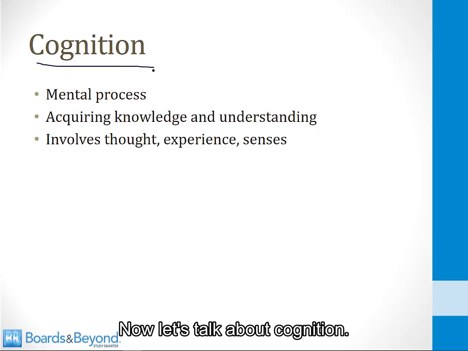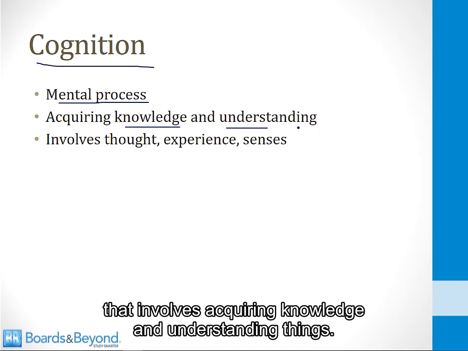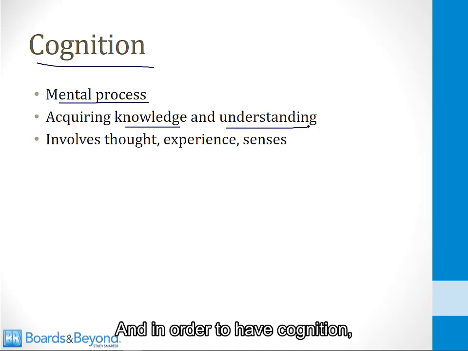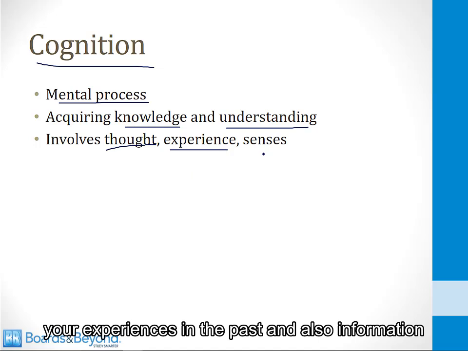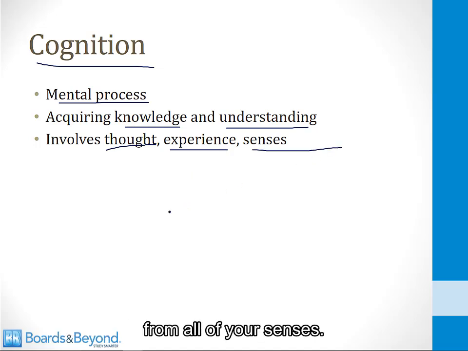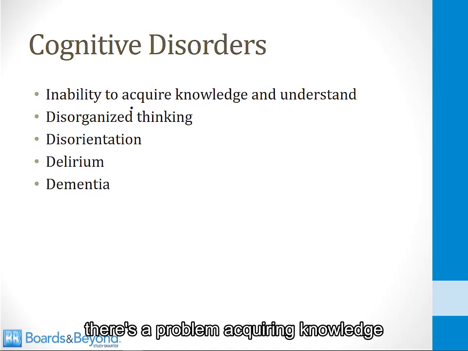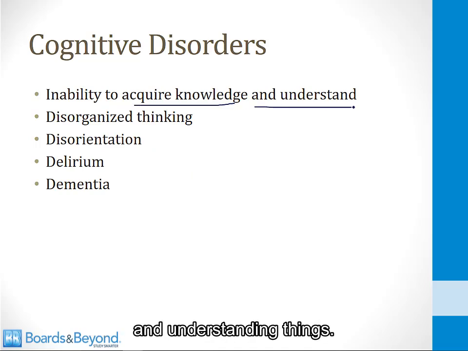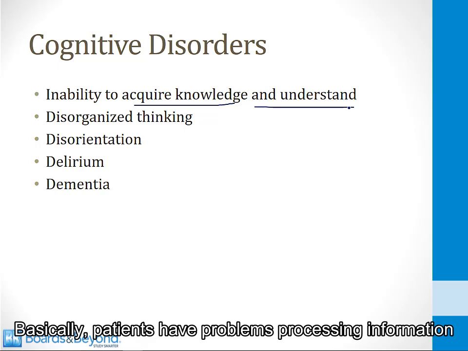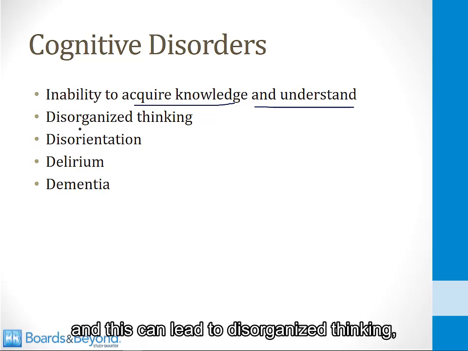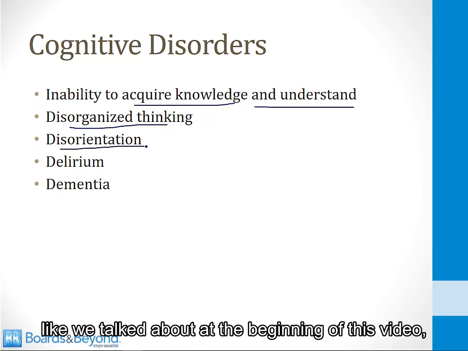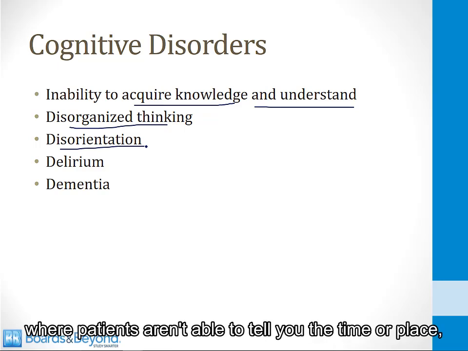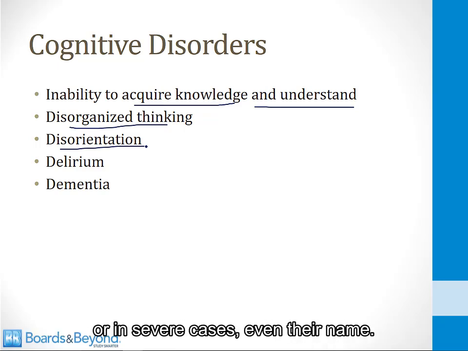Now let's talk about cognition. Cognition is a mental process that involves acquiring knowledge and understanding things. And in order to have cognition, you must be able to integrate your thoughts, your experiences in the past, and also information from all of your senses. So in cognitive disorders, there's a problem acquiring knowledge and understanding things. Basically, patients have problems processing information, and this can lead to disorganized thinking. It can also lead to disorientation, like we talked about at the beginning of this video, where patients aren't able to tell you the time or place, or in severe cases, even their name.